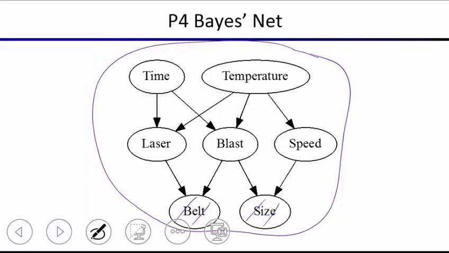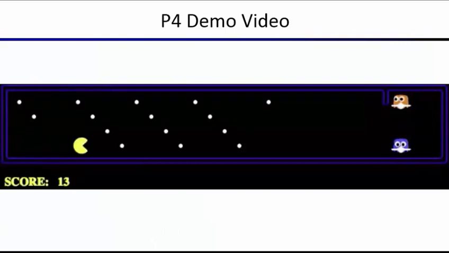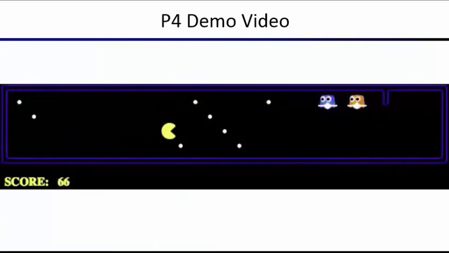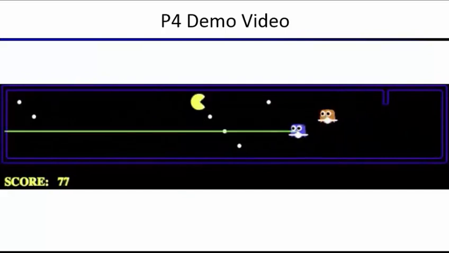All right, so that's the Bayes net that you'll be working with. Let's take a look at what the game will look like. So here's a video replay of one of the staff implementations. So what you'll see here is Pac-Man's playing with fast. So it has the speed power, the ghosts have the laser power.